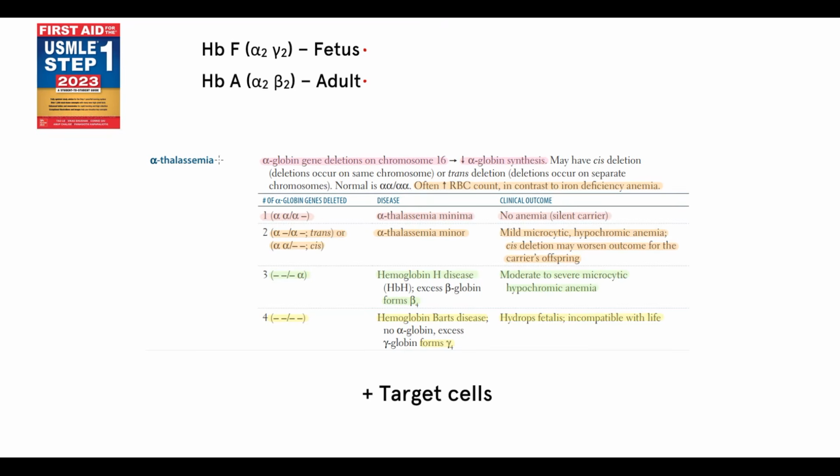The major pathological feature of alpha thalassemia is a decrease in synthesis of the alpha-globin chains. The synthesis of alpha-globin chains decreases due to the deletion of genes that encode alpha-globin, and these genes are located on chromosome 16. And to explain this, we have to recall how hemoglobin is produced.